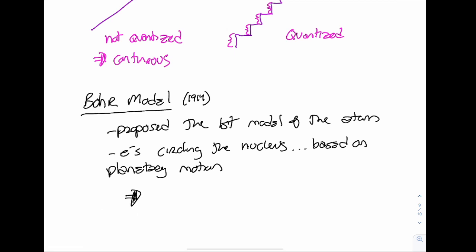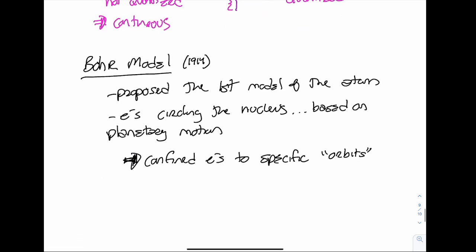But the part, like I said, that we keep is he confined electrons to specific, and he called them orbits because he was basing it on planets, so to specific orbits, which we're going to call energy levels.